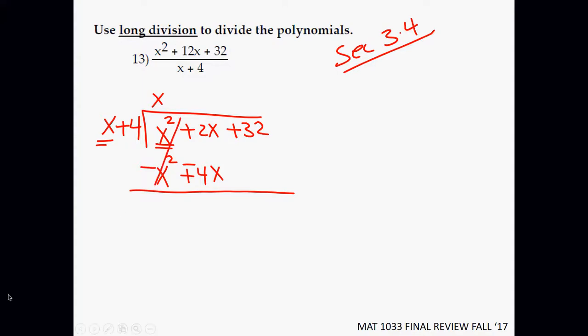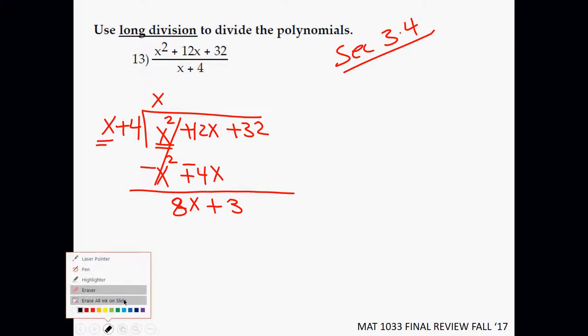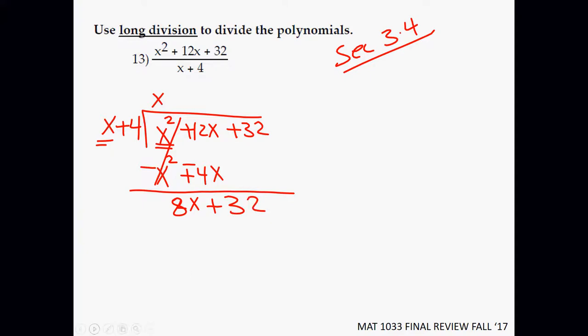What happened now? x squared with the x squared cancel. 12x minus 4x will be 8x. Is it 12? Yep, you're right, it's 12. So that would be 12 minus 4 would be 8. And the 32 will go down.